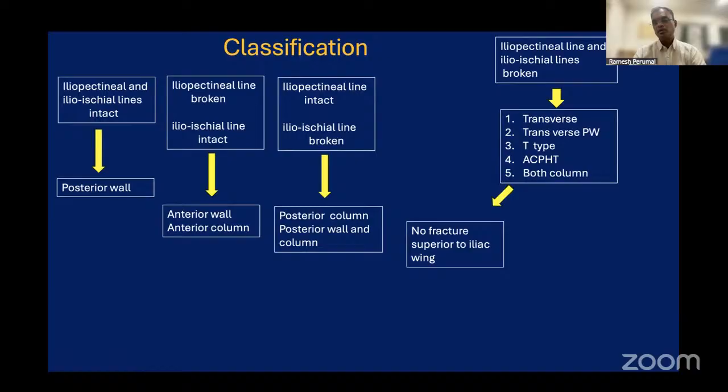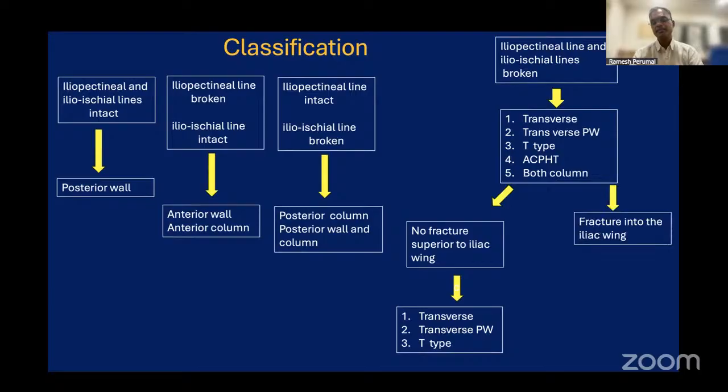When there is no fracture superior to the iliac wing, when it is at the level of just above the joint level, we have three options: the transverse fracture, the transverse posterior wall, and the T-type fracture. The lines are at the level of what is called the tectum fracture. So when it is at the level of the tectum and both lines are broken, we have the option of a transverse fracture, a transverse posterior wall, and a T-type fracture.